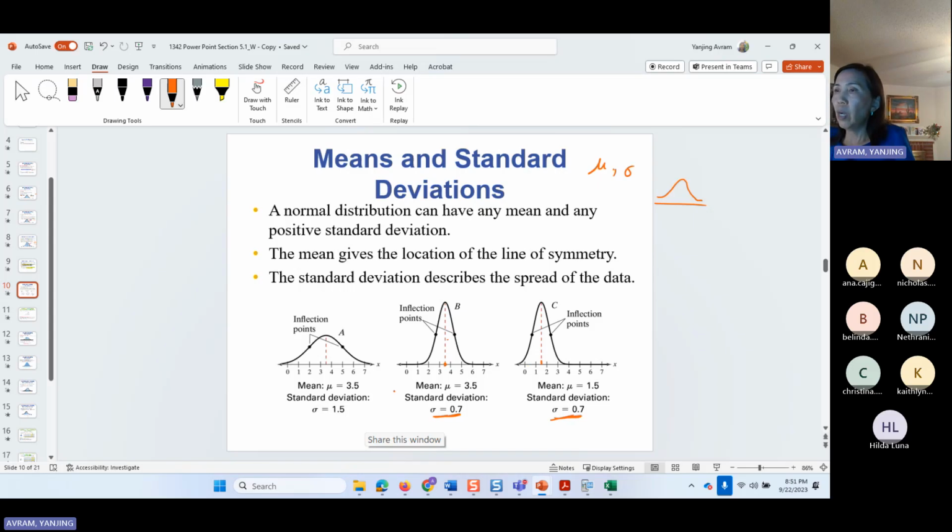All right, this one also has a mean of 3.5, but you can tell this bell curve is widely spread out. So this has a higher standard deviation. The higher the standard deviation is, the wider the spread is going to be. All right, so those are the different types of bell curves.